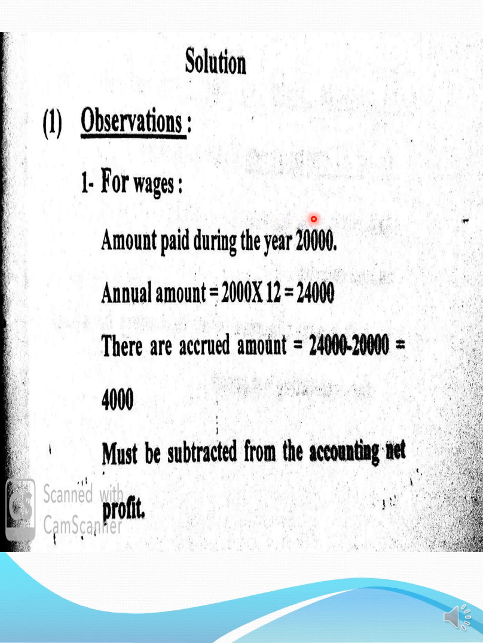فقال amount paid during the year 20,000. Annual amount equal 2,000 اللي هو ال wages per month times 12 month equal 24,000. يبقى I have paid 20,000 and I should paid 24,000. أنا دفعت 20,000 لكن أنا لازم أدفع 24,000. So this is going to be accurate. So I'm going to say there are accurate amount equal the difference between what I actually paid and what I should pay. 24,000 minus 20,000 equal 4,000 must be subtracted to the accounting net profit. يبقى هقول إن أنا كان المفروض أدفع 24 لكن أنا دفعت 20، يبقى الفرق ما بينهم 4، يبقى الرقم must be subtracted from the accounting net profit.